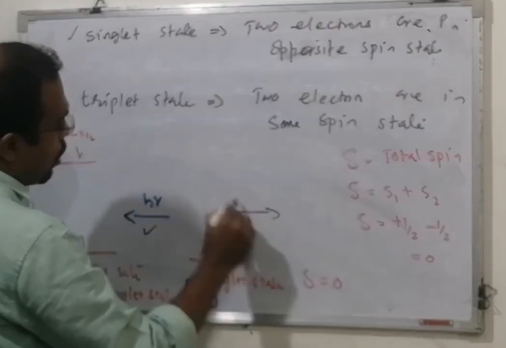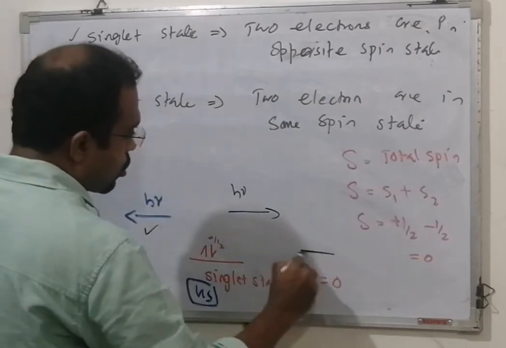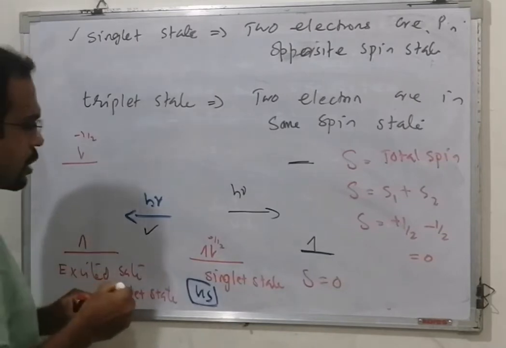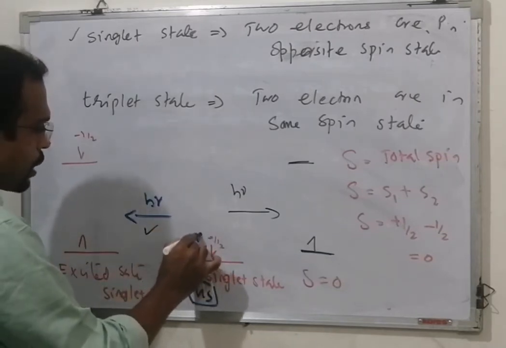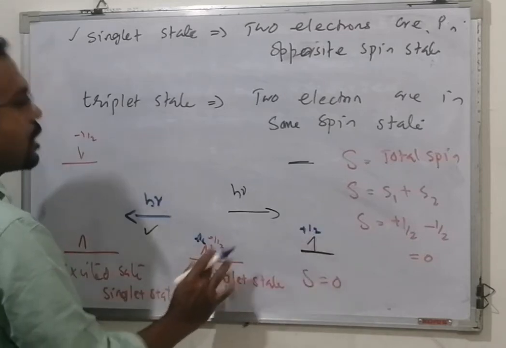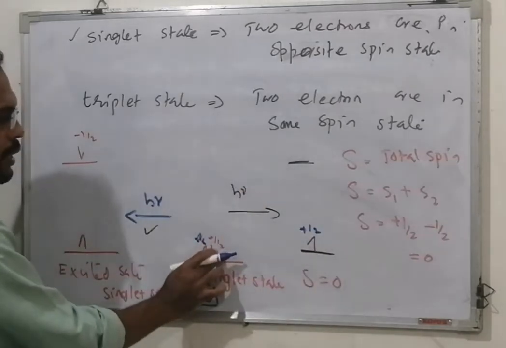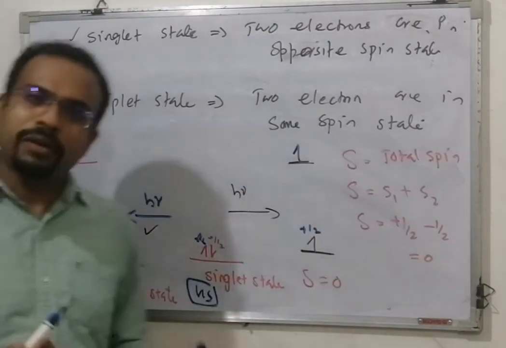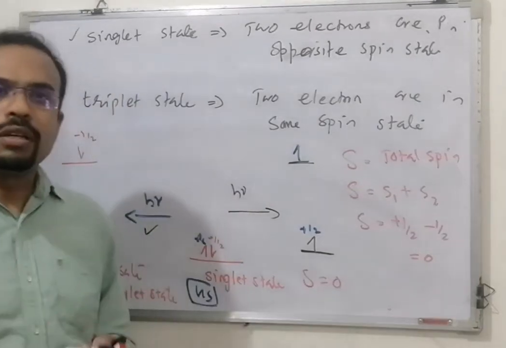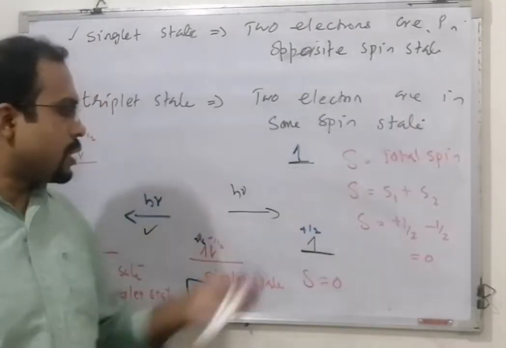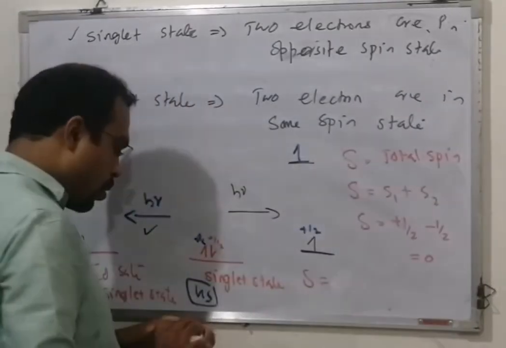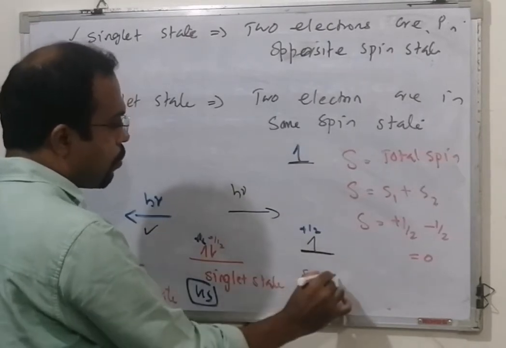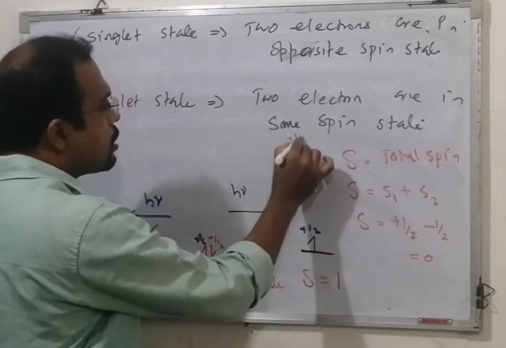But imagine you have another transition where this electron here goes to a higher energy level. The minus spin electron is excited. But in the excited state, imagine it is possible that somehow the spin turns around. Here the total spin S is not equal to 0 but 1, because this is also plus, this is also plus.